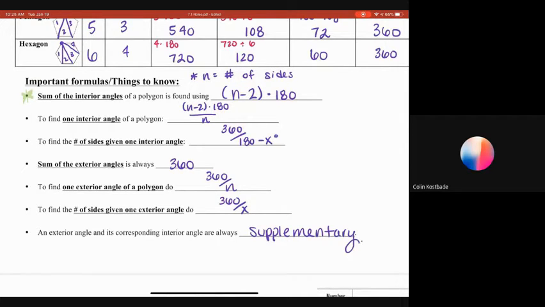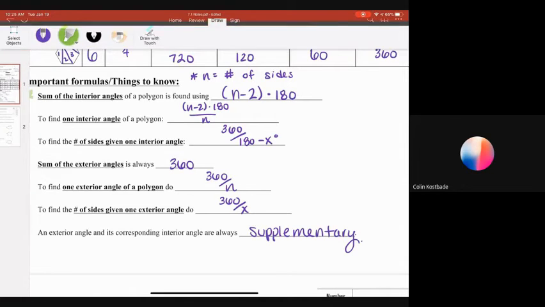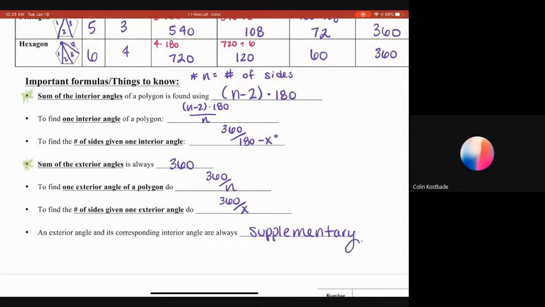If my memory serves me right, typically the information we'll give you is the sum of the interiors, the sum of the exteriors, the number of sides given one interior, and the number of sides given one exterior. I think those are the ones that are normally given to you on a test or quiz. Okay?